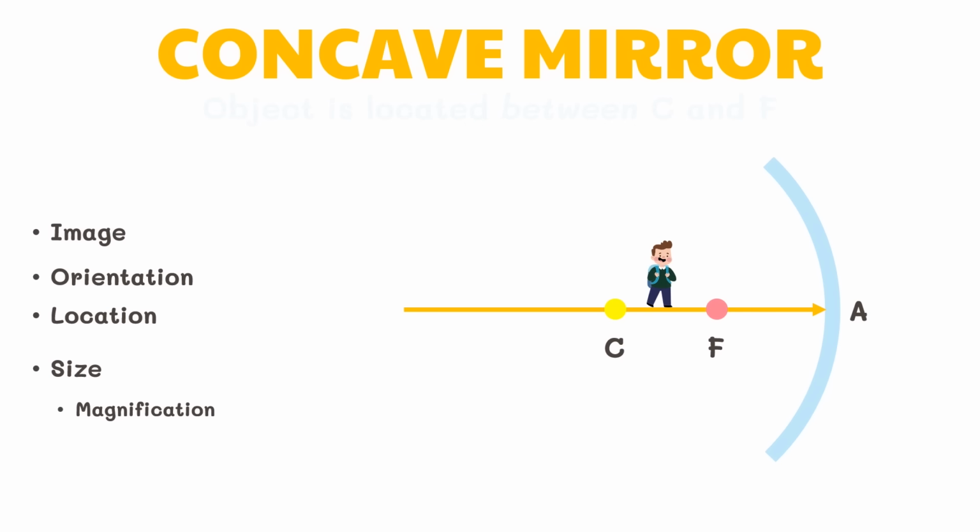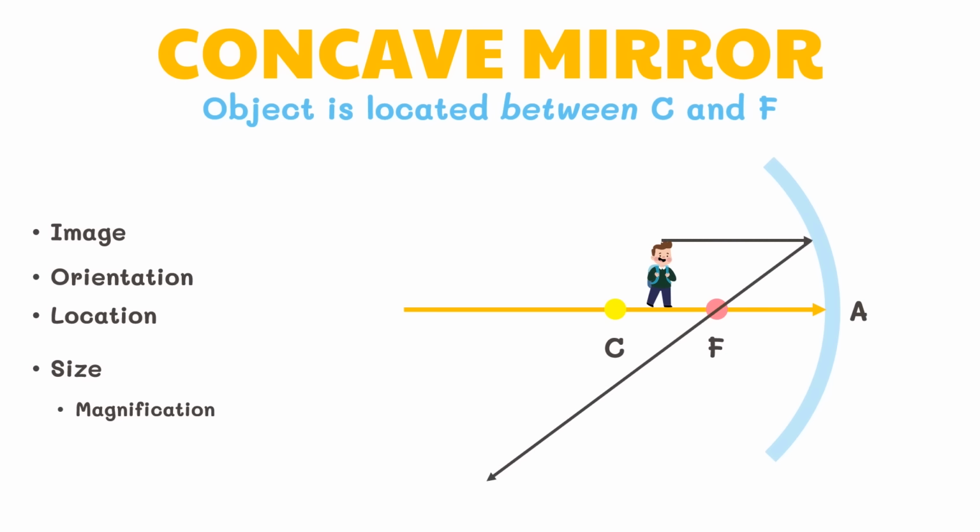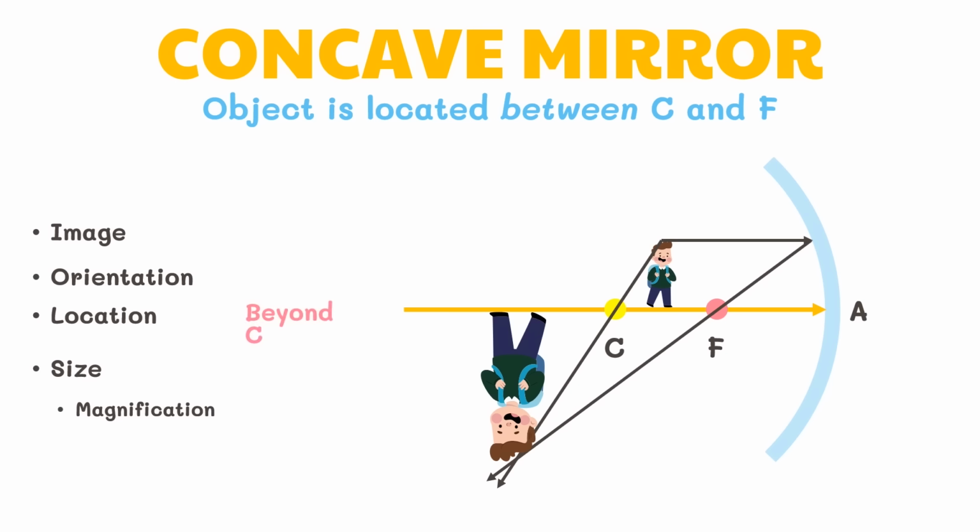Regardless of exactly where the object is located between the center of curvature and focal point, the image will be located somewhere beyond the center of curvature. In this case, the image will be inverted. The image dimensions are larger than the object dimensions. A 6-foot-tall person would have an image that is larger than 6 feet tall, and the absolute value of the magnification is greater than 1. The image formed is a real image.